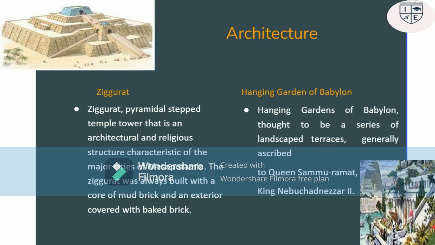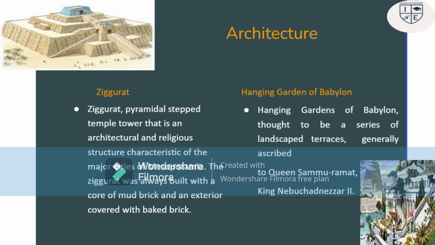And next comes the seven wonders of the ancient world. One of the seven wonders of the ancient world is the Hanging Garden of Babylon, thought to be a series of landscape terraces generally ascribed to Queen Semiramis by King Nebuchadnezzar II. There is a story behind the Hanging Garden of Babylon. After the decline of Mesopotamia it was never to be found. Even now, we cannot find the Hanging Garden of Babylon.